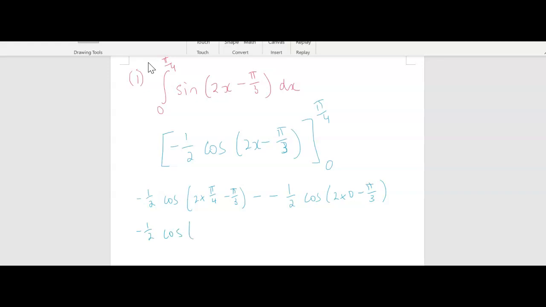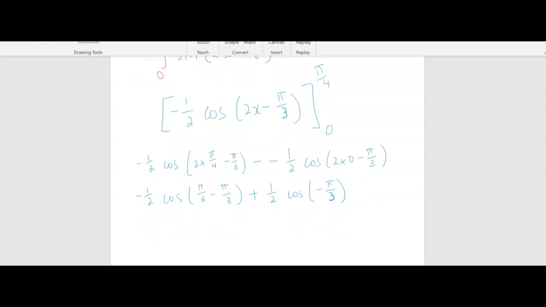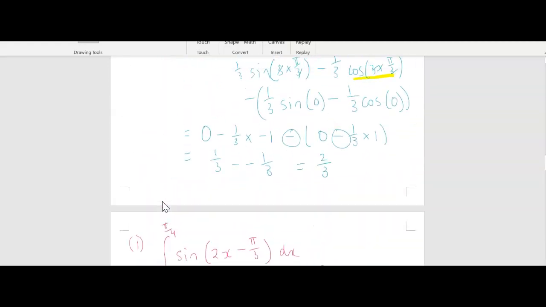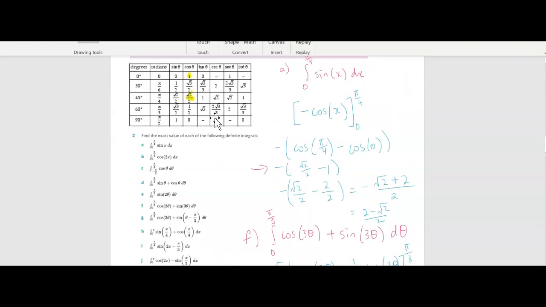All right, so we're going to have 2 pi on 4, which is pi on 2, minus pi on 3. And then the two negatives make that a positive. And then 2 times 0 is 0, so we're going to have minus pi on 3. Now this part here, instead of writing it again, I'm just going to do this part. We're going to have both fractions over 6, so that's going to give us pi on 6, and then negative pi on 3. So we've got negative a half times cos pi on 6, which is root 3 on 2.